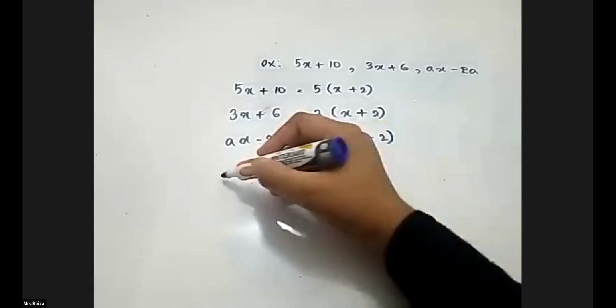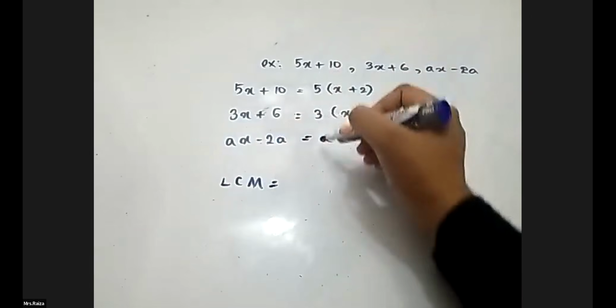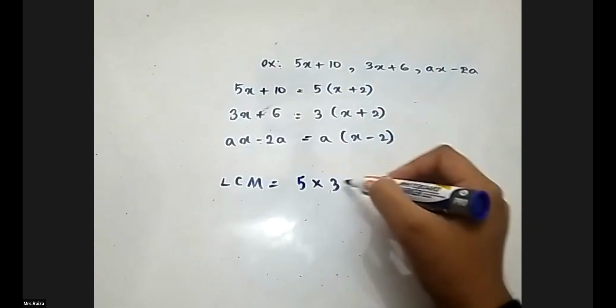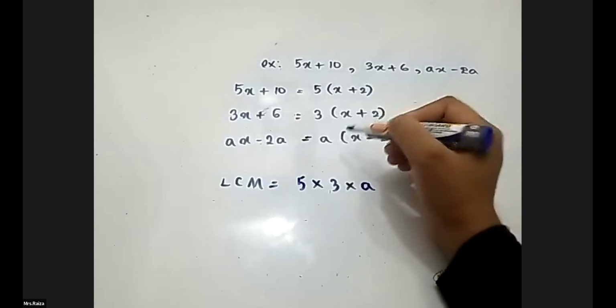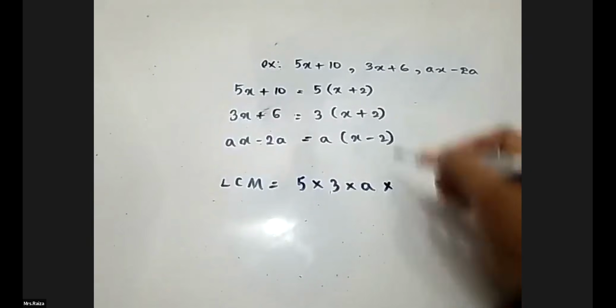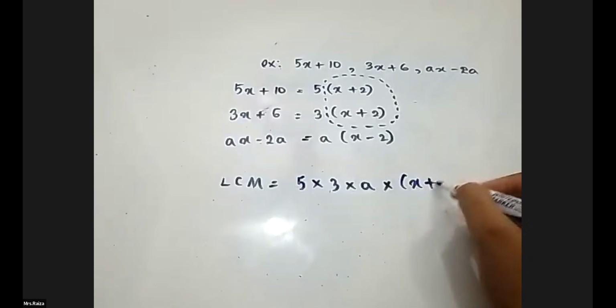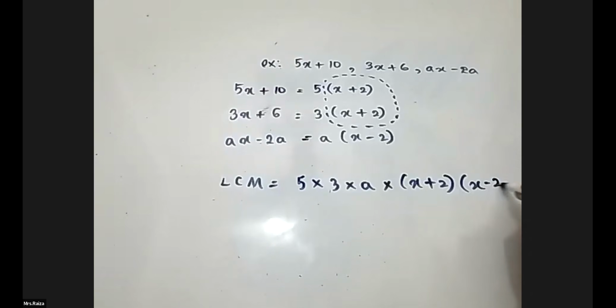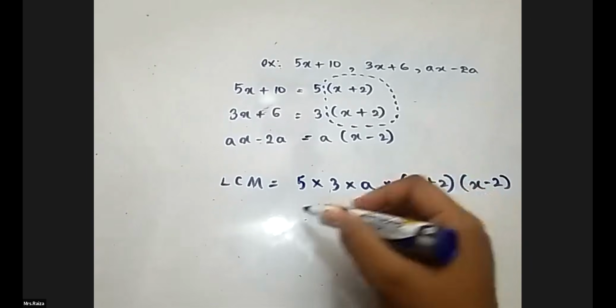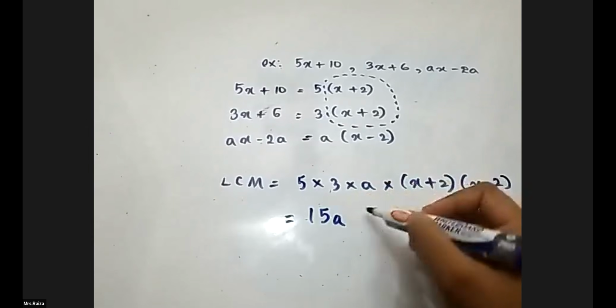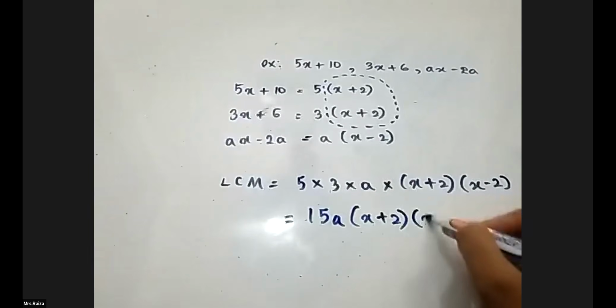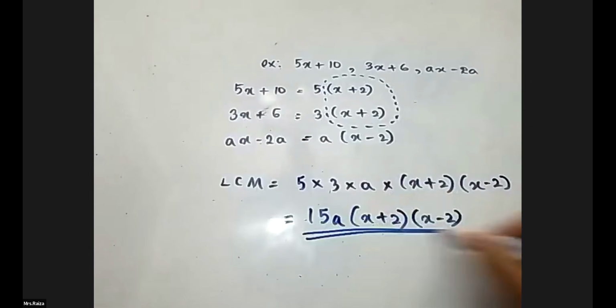Now what is the LCM? LCM is these three terms which are outside, 5 into 3 into a. Then other terms, x plus 2, can you see? You have two x plus 2's. Don't take everything. You have to take only one term. x minus 2 also you have to take, only one term. That is the highest factor. Can you understand? So here we come to the answer, 15a into x plus 2 into x minus 2. This is the LCM of binomial expression.